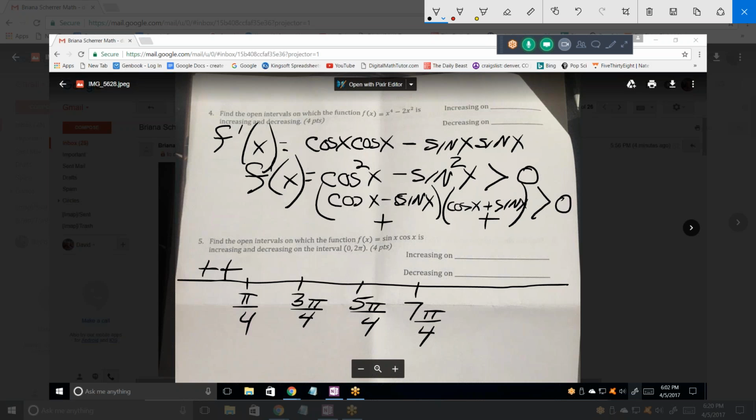Now what's a good number between pi over 4 and 3 pi over 4? Pi over 2. Good. What's cosine of pi over 2 minus sine of pi over 2? Minus. And what's cosine of pi over 2 plus sine of pi over 2? Plus. So that region is negative. And let's try pi in between 3 pi over 4 and 5 pi over 4.